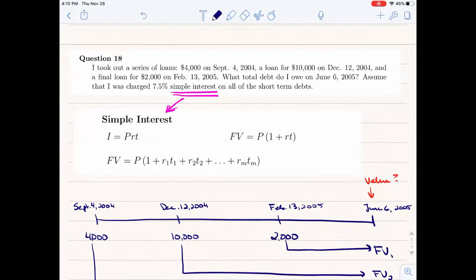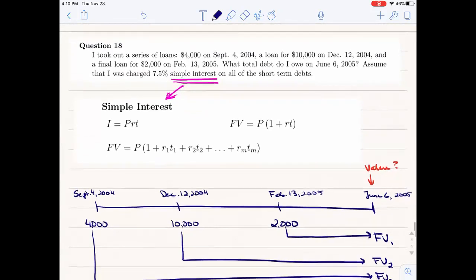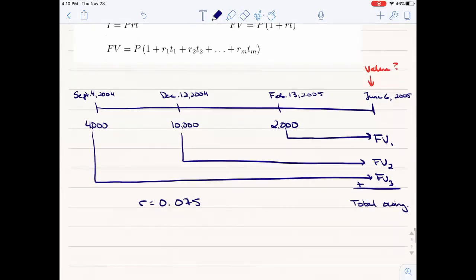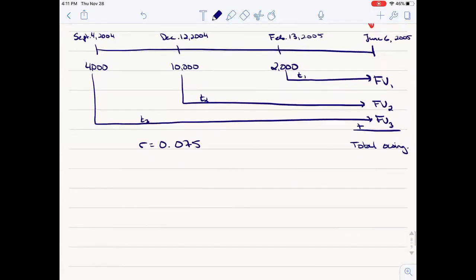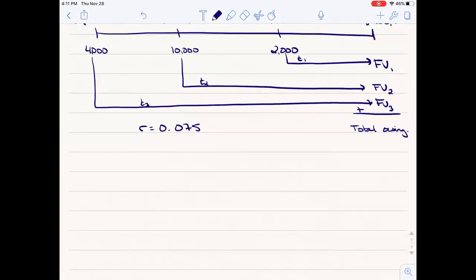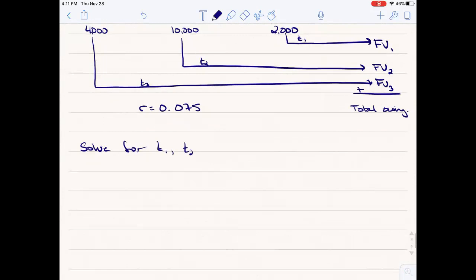Okay. So for a complete timeline, we have to have our T on our arrows. That's going to be a little bit of work, right? So I'm just going to jot down here T1, T2, T3, and then I'm going to find that work down here. So solve for T1, T2, and T3.